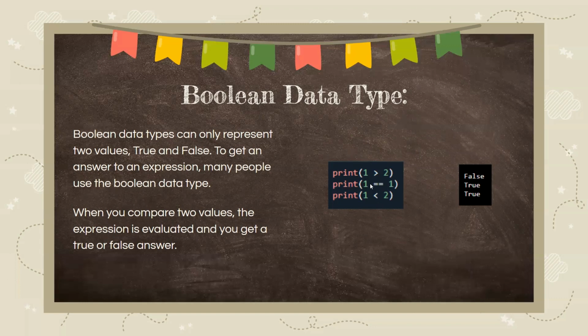Then we have print 1 is equal to 1, and we put 2 equal signs. If you remember, 2 equal signs just mean equal. If you only put 1, it's assigning a value, while this is to actually check if they're equal. So when you're checking equality, you need to put 2. 1 is equal to 1, which is true, obviously. And then print 1 is less than 2, which is true. When you compare 2 values, the expression is evaluated and you will get a true or false answer. And here is the output for this. So that is the Boolean data type.